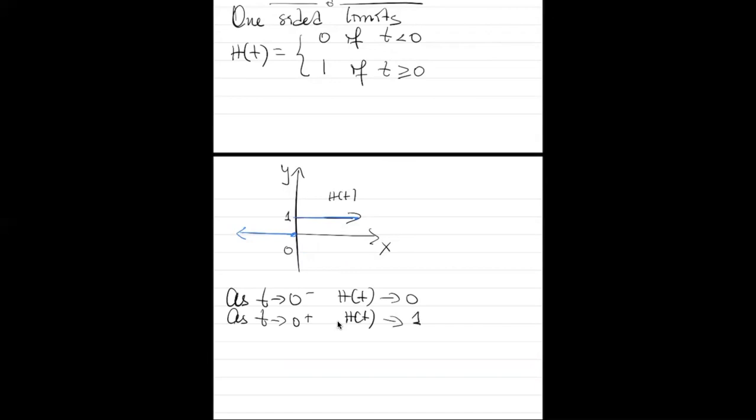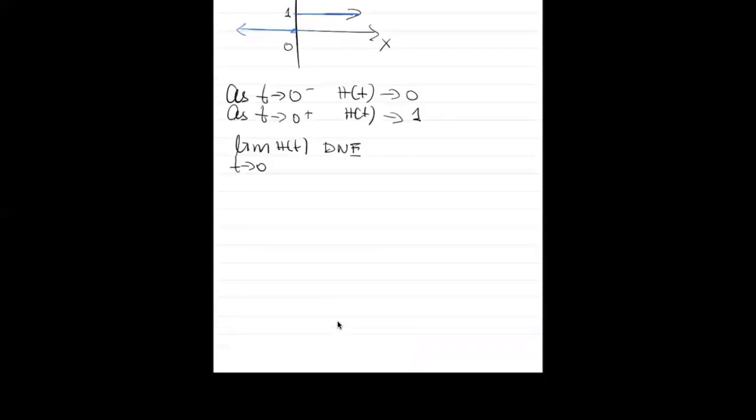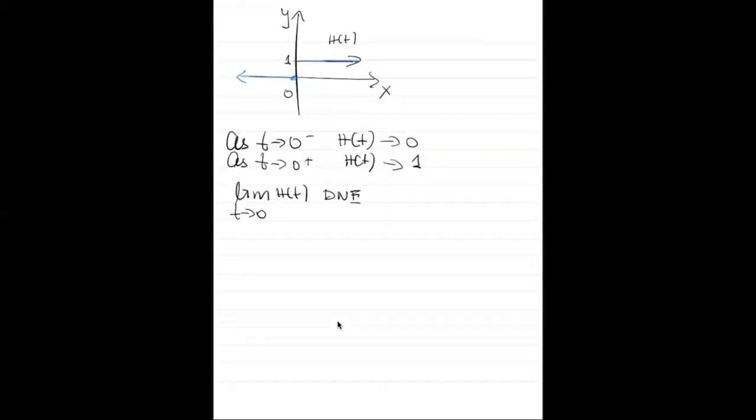As you can see, we have two different limits. The right-hand limit is 1 and the left-hand limit is 0. So they're different. We say that the limit of our function when t approaches 0 does not exist. Okay, so it has a left-hand and a right-hand limit, but the limit at 0 doesn't exist because the right-hand and left-hand limits are different.